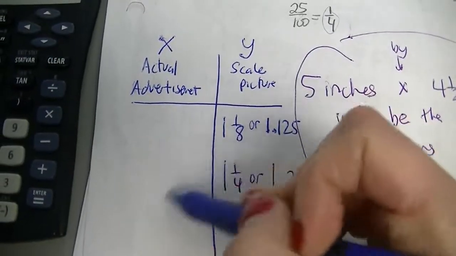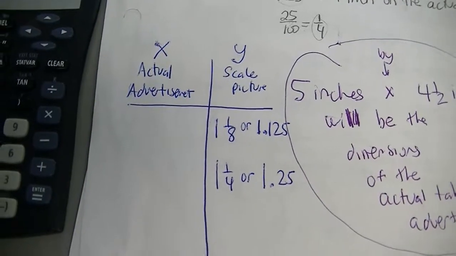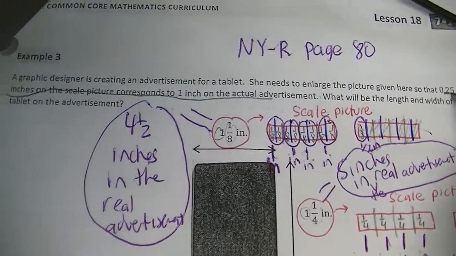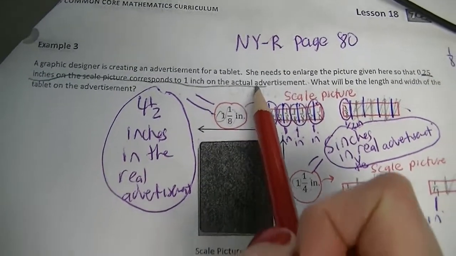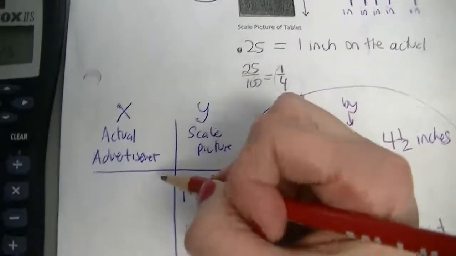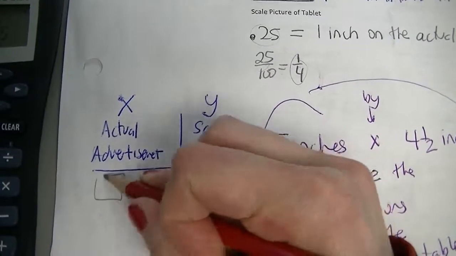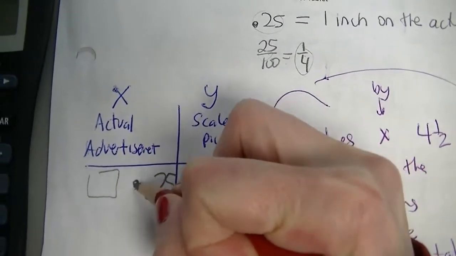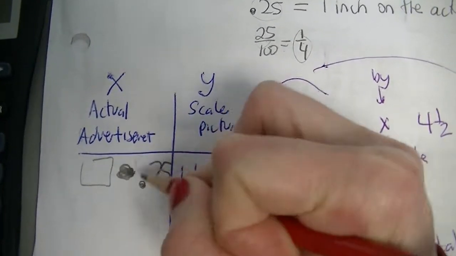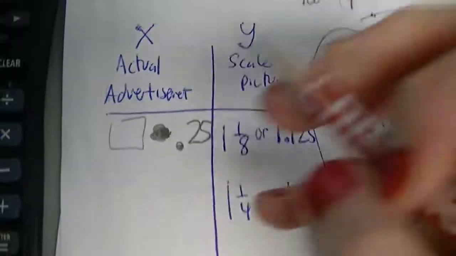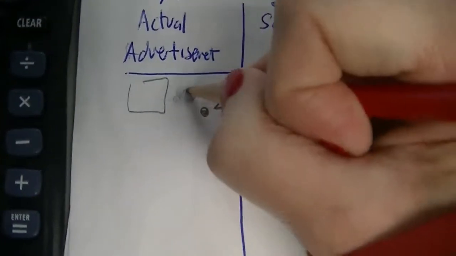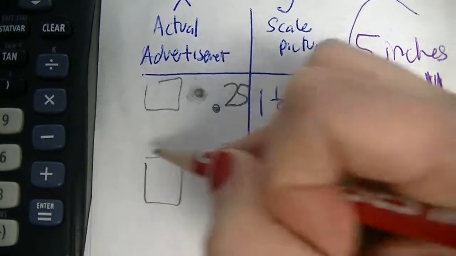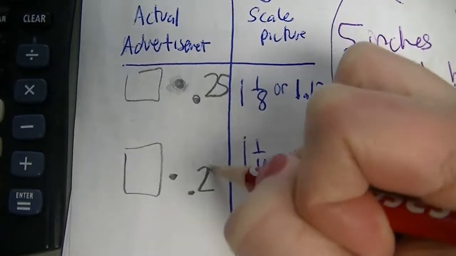So you're like, well, what about the actual advertisement? Is there enough information to do this? And there certainly is, okay? Because it tells us that 25/100 inches on the scale picture corresponds to 1 inch in the actual advertisement. So all that we would have to do is multiply this actual length right here times 25/100. Okay, that's a multiply sign. That's a decimal. Sorry. Got carried away. Okay. And we had to multiply this guy also by 25/100 because that's the scale factor.